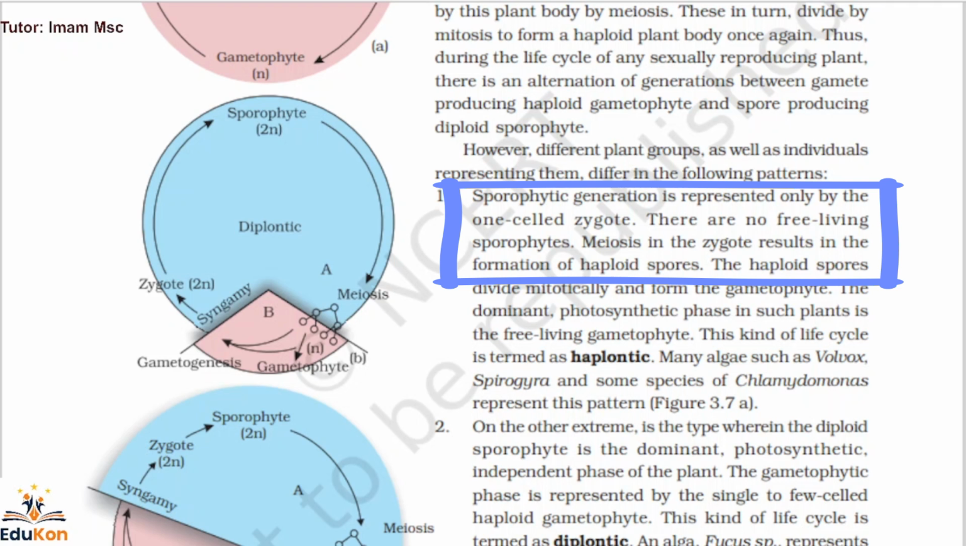There are no free living sporophytes. Meiosis in the zygote results in the formation of haploid spores. The haploid spores divide mitotically and form the gametophyte. The dominant photosynthetic phase in such plants is the free living gametophyte. This kind of life cycle is termed haplontic. What are the examples which come under haplontic? Many algae such as volvox, spirogyra, and some species of chlamydomonas represent this pattern of life cycle.